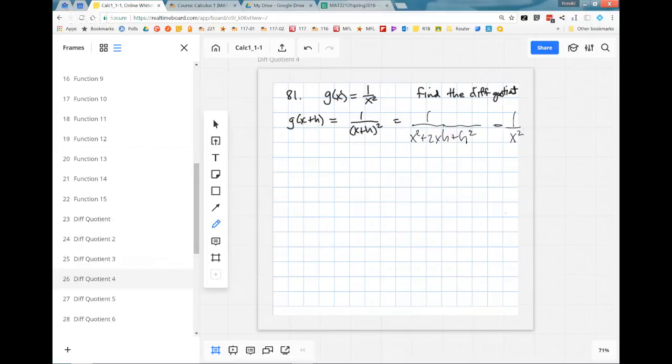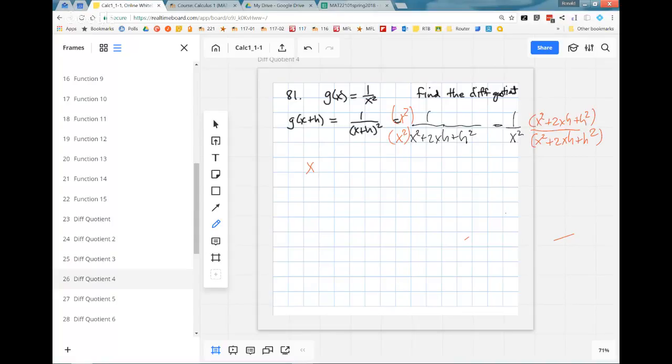All right? So let me grab my red pen. So this one I need to multiply by what? X squared over x squared. This one I need to multiply by x squared plus 2xh plus h squared, top and bottom. Okay. That will then give us a common denominator.